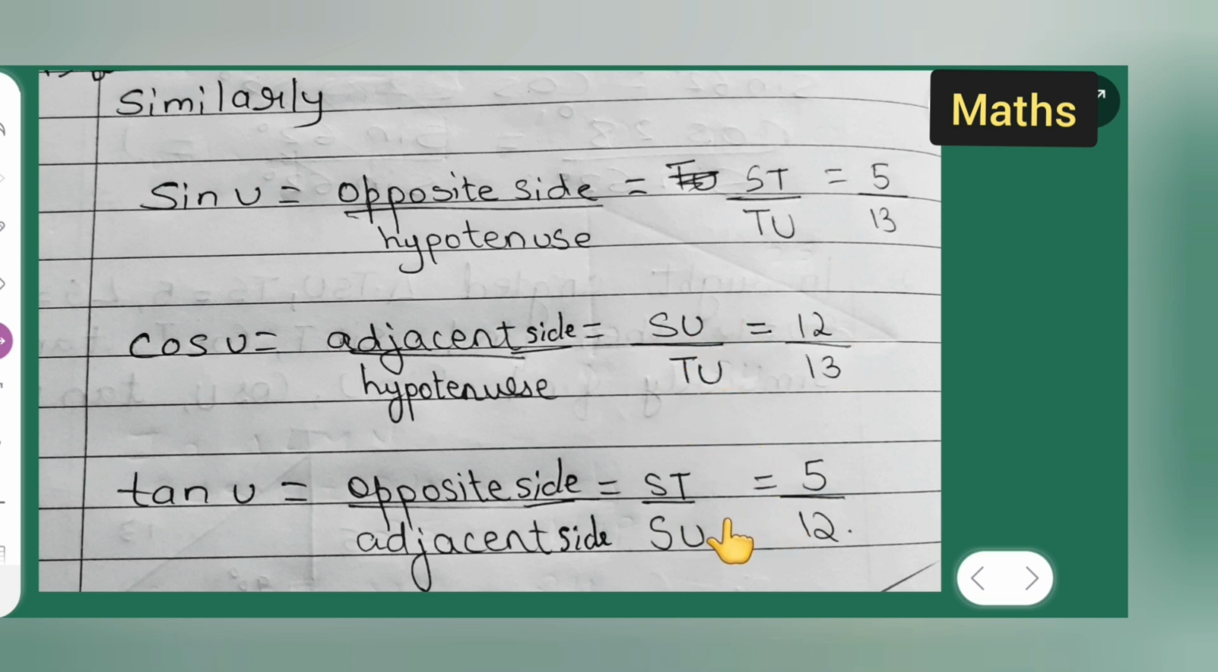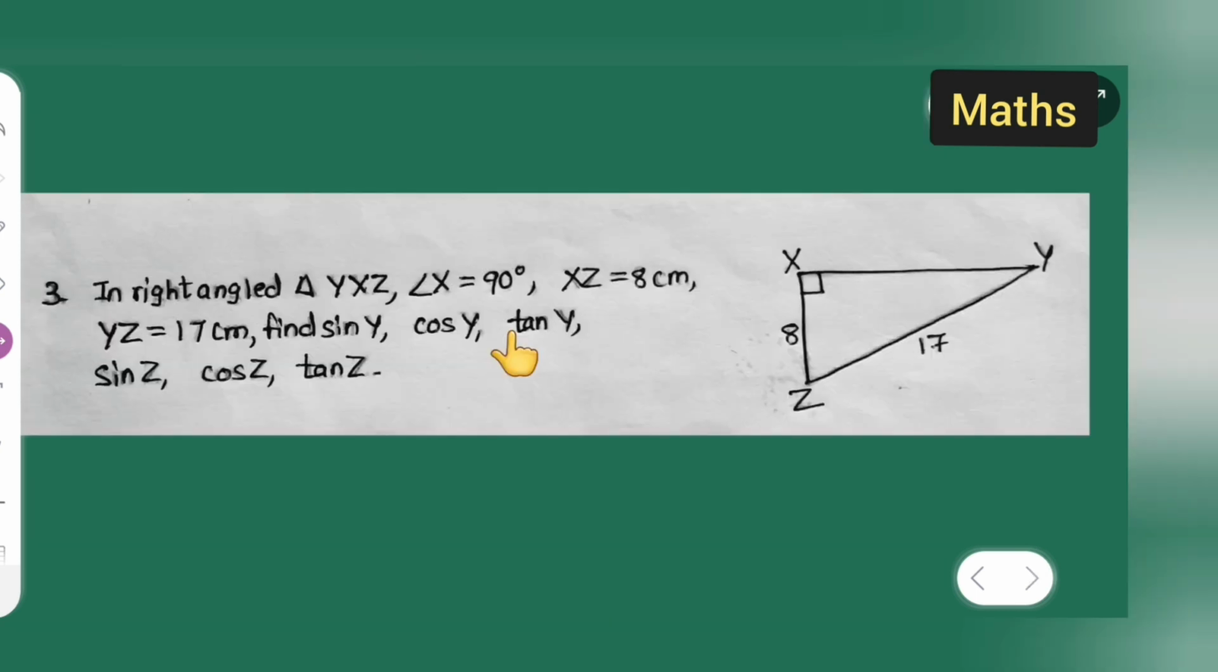Okay, moving further, question number 3. Now in right angle triangle XYZ, angle X is 90 degrees. Your XZ is 8 centimeter. Your YZ is 17 centimeter. You need to find XY, okay? To find these ratios, sin y, cos y, tan y, we need to find all these ratios.